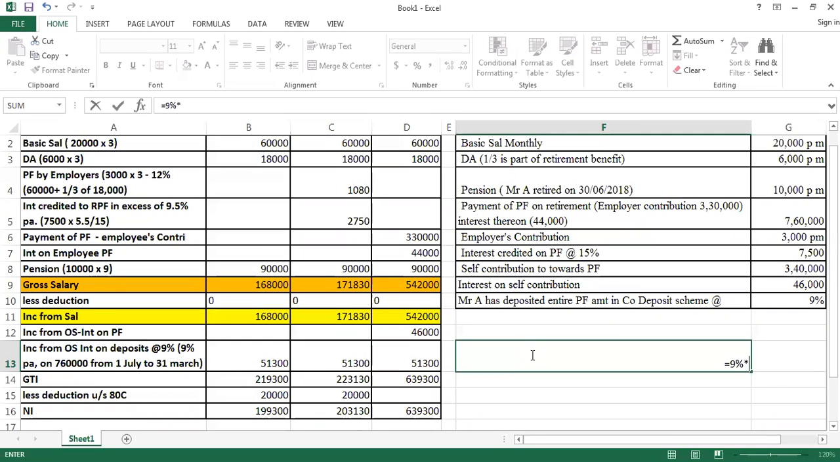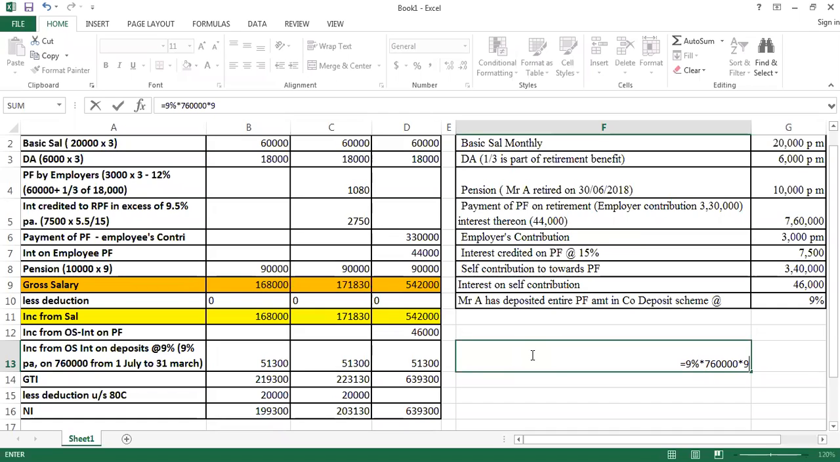Okay, amount invested is 7,60,000. Please understand that this 9% interest is for the entire year. It is not on a per month basis. It is for the entire year. But we have not invested our money for the entire year. We have invested our money only for 9 months. So how will the calculations work out?